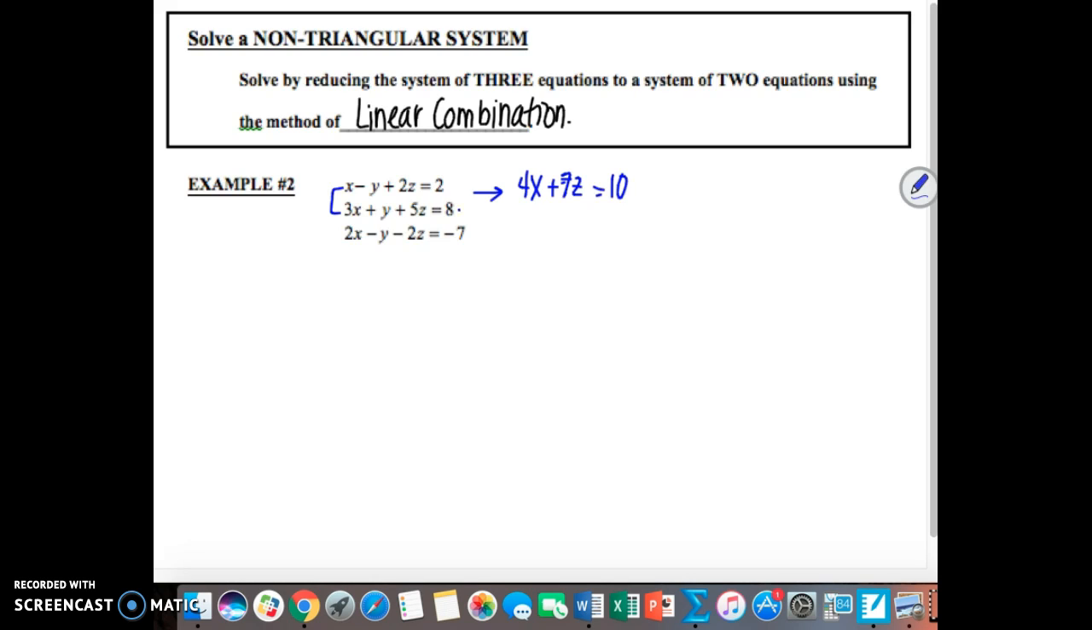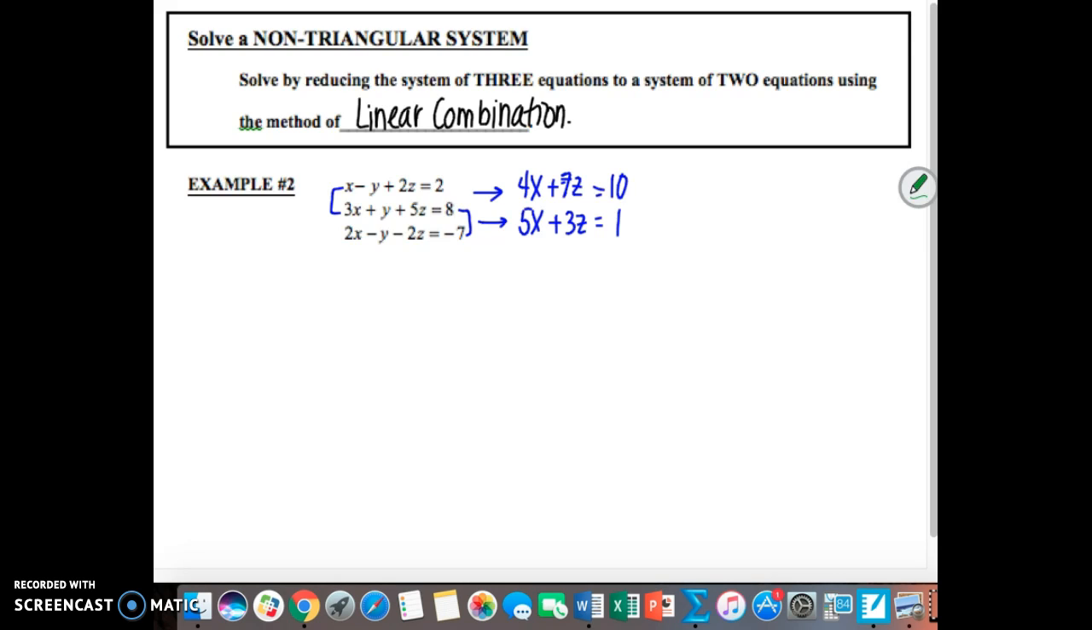And then looking at the second and third equation, we want to, again, eliminate that same variable. We need to get rid of the y's. So if we add the second and third equation, we will also get rid of the y term. So 3x plus 2x is 5x. Our y terms cancel, and we are left with 5z minus 2z, so plus 3z equals 1. So our first step was to eliminate that y term.